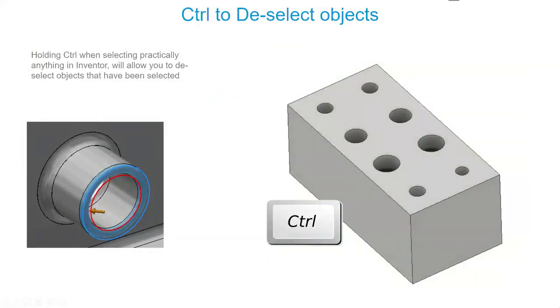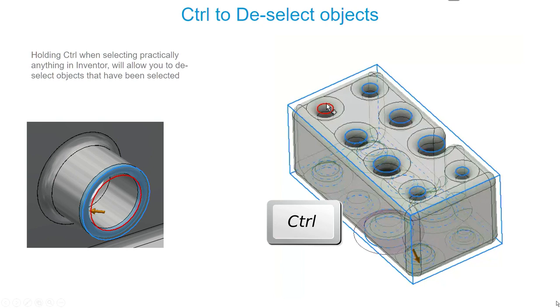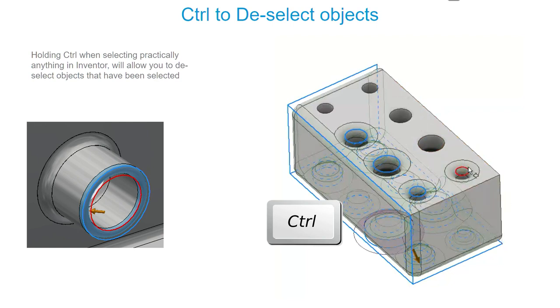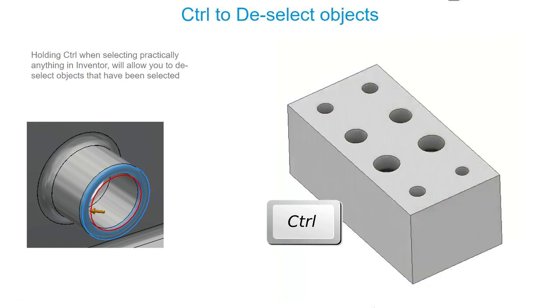Okay, this is a really interesting tip a lot of new users miss. If you've selected a bunch of stuff in Inventor that you didn't mean to select, don't cancel out of a command, just hold down Control and deselect what you don't need. It works in all of the environments I've come across. Really useful tip, something I use often.